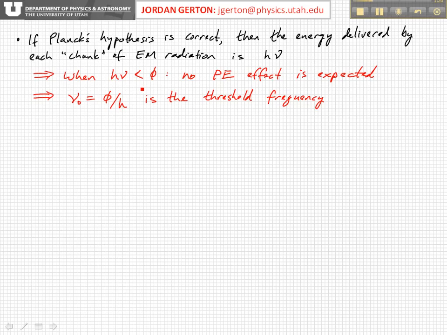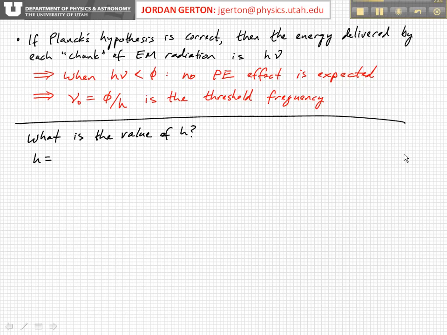And so we don't expect a photoelectric effect. We don't expect any electrons to be able to get out, because no single photon has enough energy to do that. Furthermore, what we would expect is that when h nu is equal to phi, that's just the threshold. That's basically when each photon has just enough energy to kick out one electron, and so we would expect the frequency threshold to be related to the work function like this. It's just the work function divided by h.